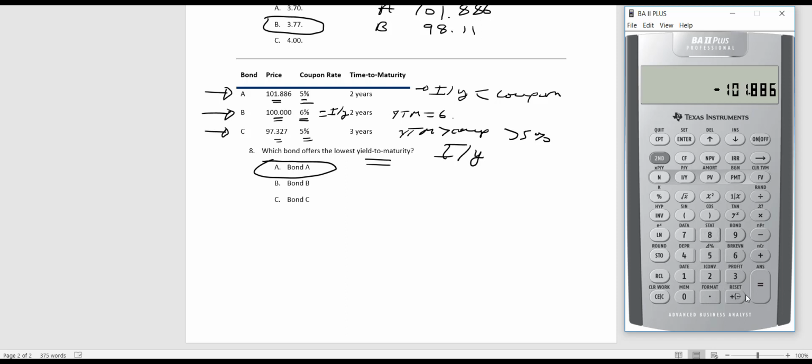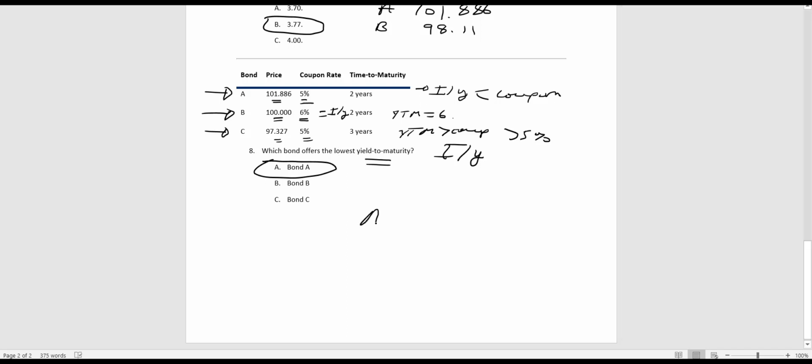101.886. Make that a negative because it's cash out of my pocket, and one of the present value and future value has to be negative. The coupon is 5%, so $5. And the future value is 100, the face value. So I'm going to compute the IY. And yes, on A, I've got a 4% yield.